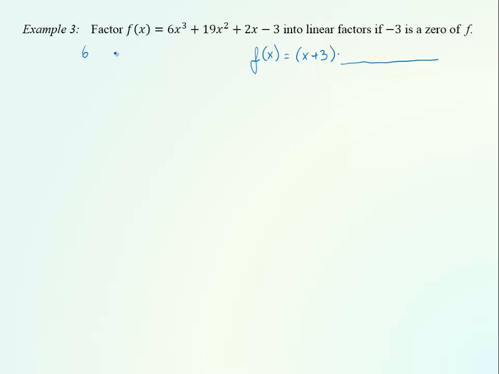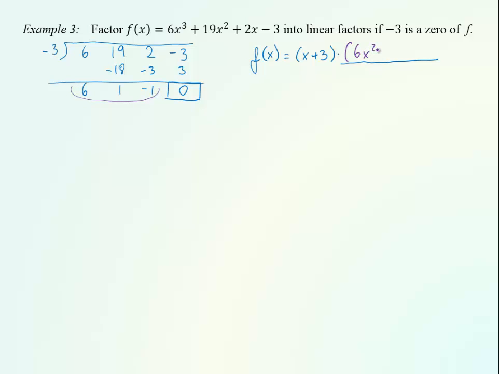So start with listing coefficients 6, 19, 2, and -3, and divide it by the root -3. So bring the first number down, multiply -18, add, multiply -1, multiply, and we have 0. That's a confirmation that -3 is really a root. The remaining polynomial can be read from here, and it is 6x squared plus 1x and minus 1.